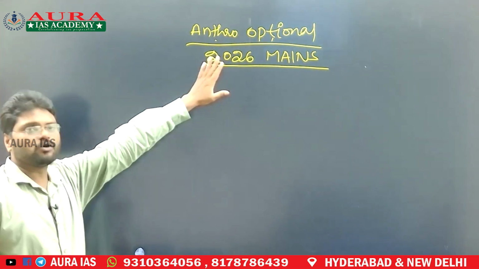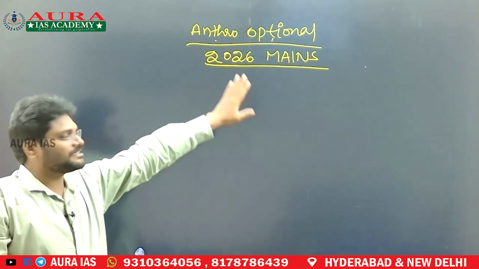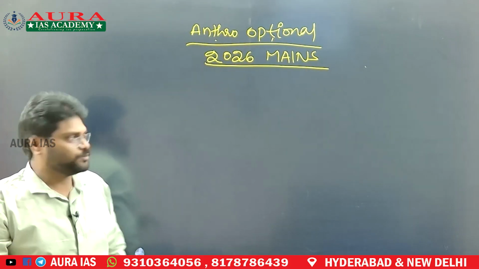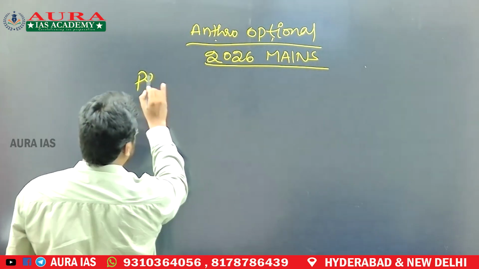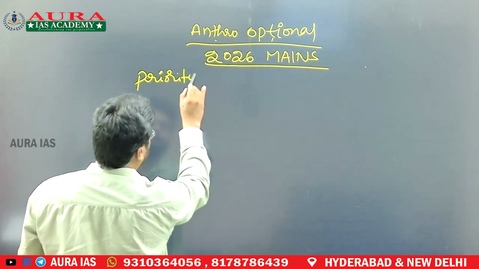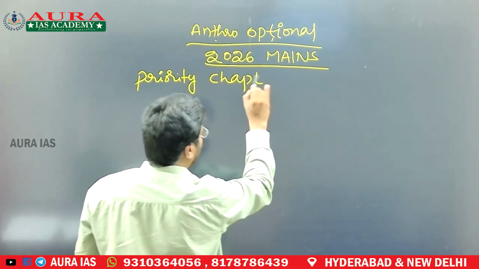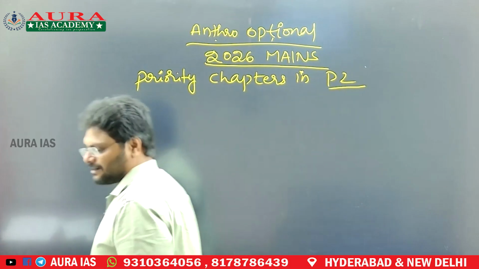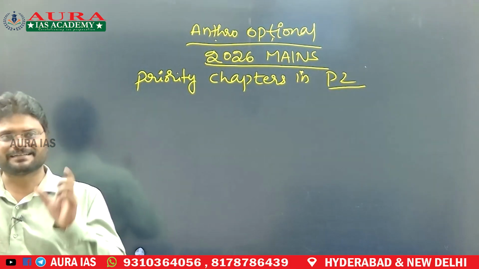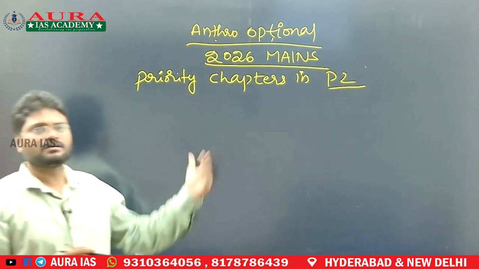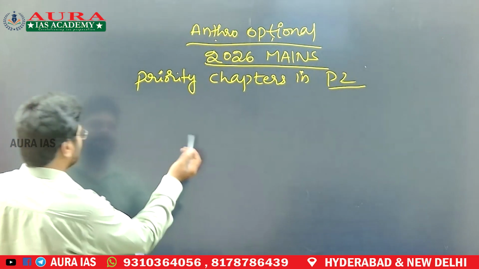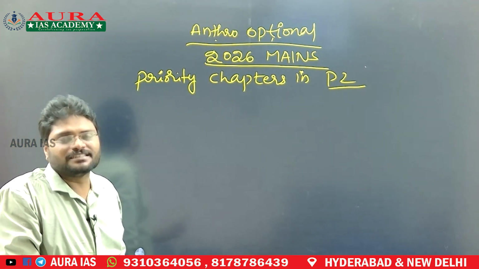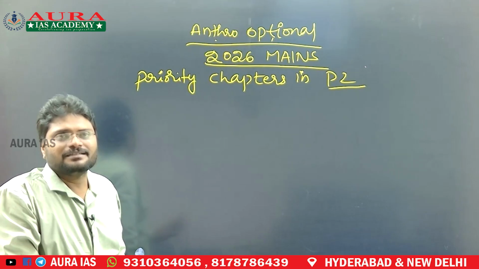Anthropology Optional 2026 Mains: the priority chapters in Paper 2. Already we discussed Paper 1 priority 1 chapters in the previous video. Now we are going to discuss Paper 2, which has three components: Indian prehistory, Indian society and civilization, and tribal India.